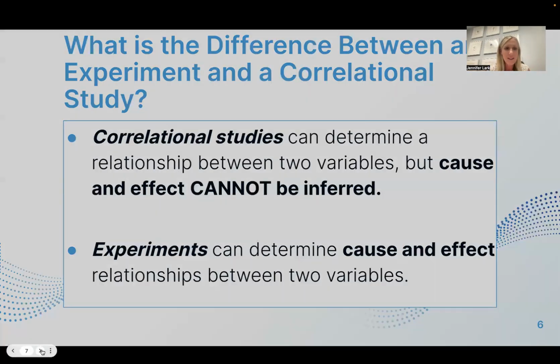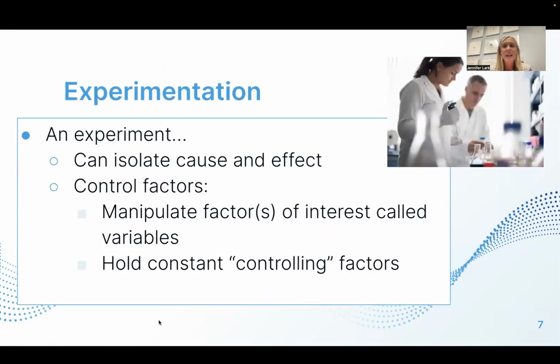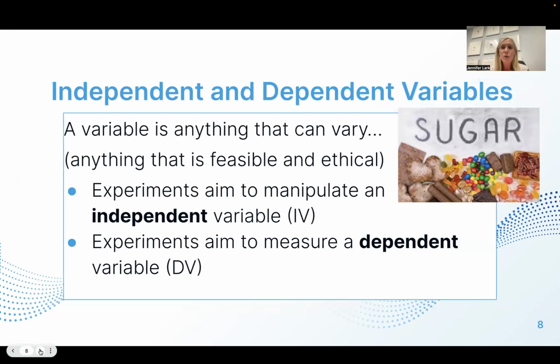Okay, all right, so let's dive into our experiments here. Again, in an experiment, we can isolate cause and effect because we're manipulating our factors of interest, our variables, and we're holding constant any other factor that could influence what we're studying. So let's see how that works. Okay, in a true experiment, we always have two types of variables. An independent variable is something that we as the researcher are going to manipulate, and it stands alone. It is independent of any other variables.